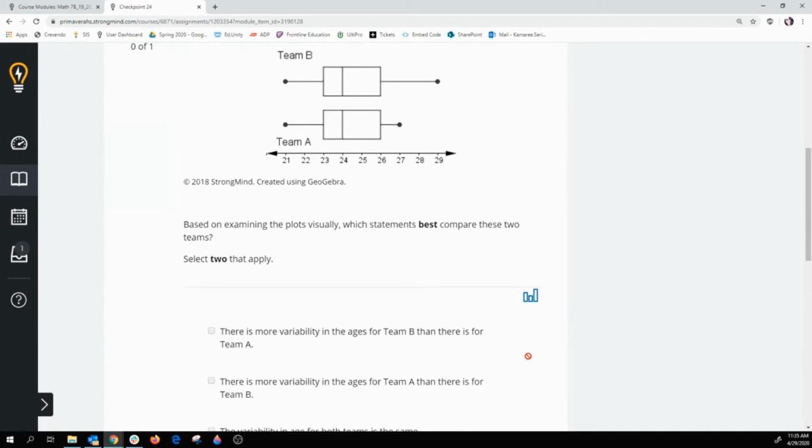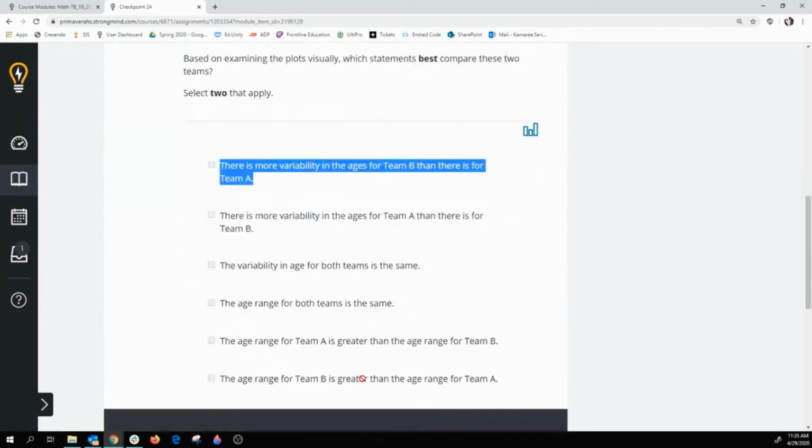Not the same. With variability, remember that tells us which team has a bigger spread of numbers or a larger spread. So since Team B has a wider range, that means that Team B should have more variability. So there's more variability in the ages for Team B than there is for Team A because the range is wider. So range for Team B is bigger, and then more variability for Team B.